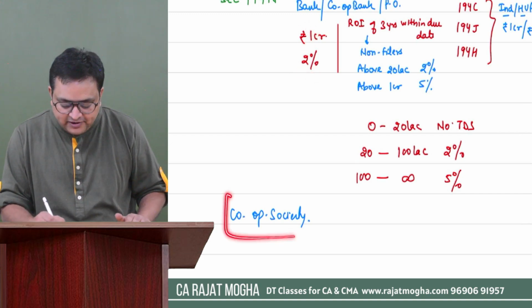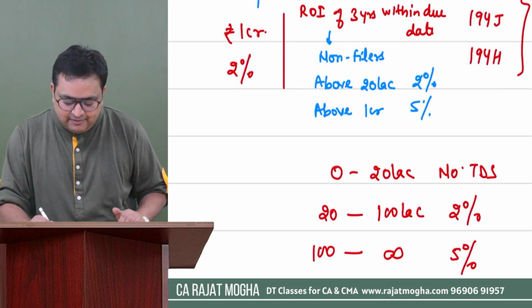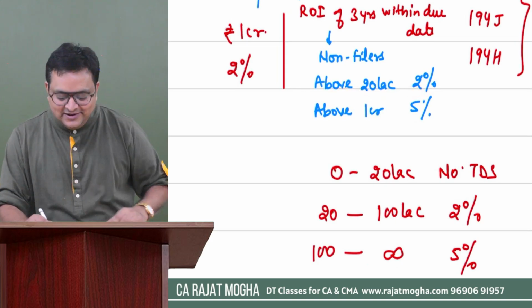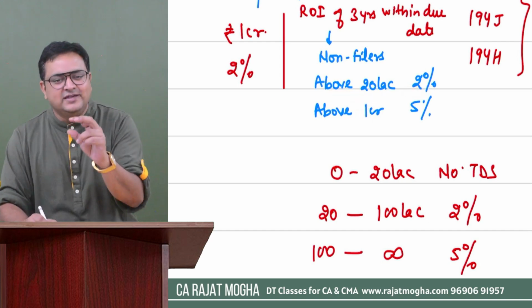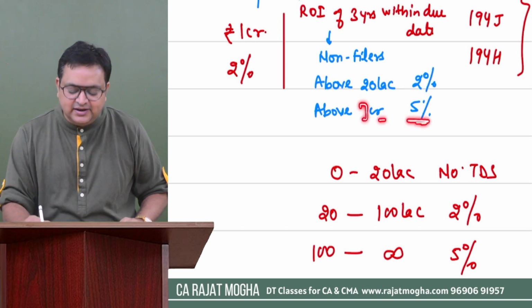And let's say if this cooperative society is in the category of non-filers, in that case, above 20 lakh, we will deduct 2% because 20 lakh is not changed. 1 crore is changed. So above 20 lakh, we will deduct 2%, and wherever you are seeing 1 crore, just replace it by 3 crores. So above 3 crore, you will be deducting 5% TDS.